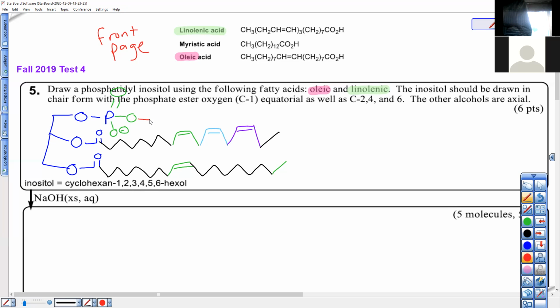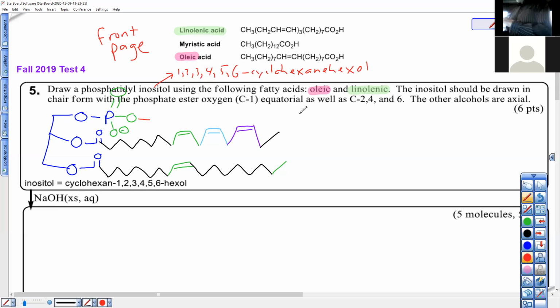And you don't know this yet, but inositol is 1, 2, 3, 4, 5, 6. Cyclohexane. Seems complicated, doesn't it? Hexol. It's just cyclohexane with an alcohol on every single position. That's it. One of the positions was used to make an ester with our phosphate. And it says the phosphate ester is equatorial.